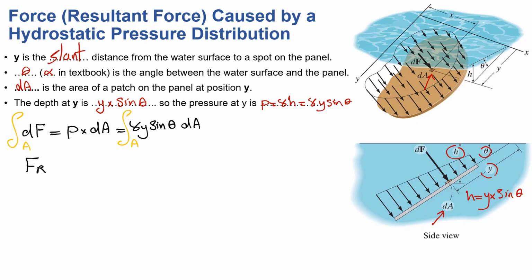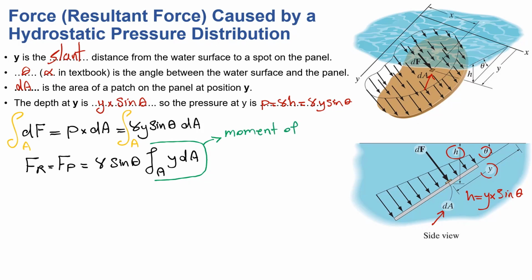If you do that, this side of the equation would be F. I'm going to call it FR or FP. Your book calls it FP. I usually call it FR because it's a resultant force. And the other side of the equation would be simply, I can take out gamma and sine of theta out of the integral, and it would be the integral over A of y dA. Now, this integral over here, only this part, is called the moment of area. And it can be approximated by y bar times A.